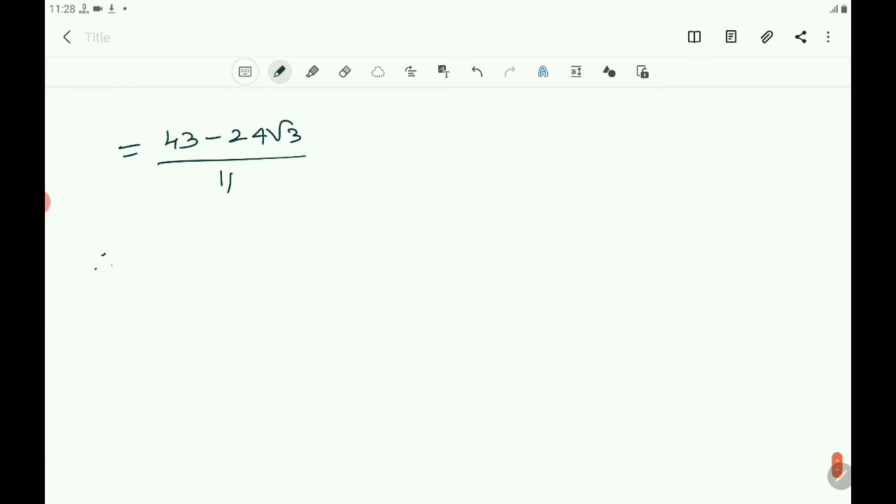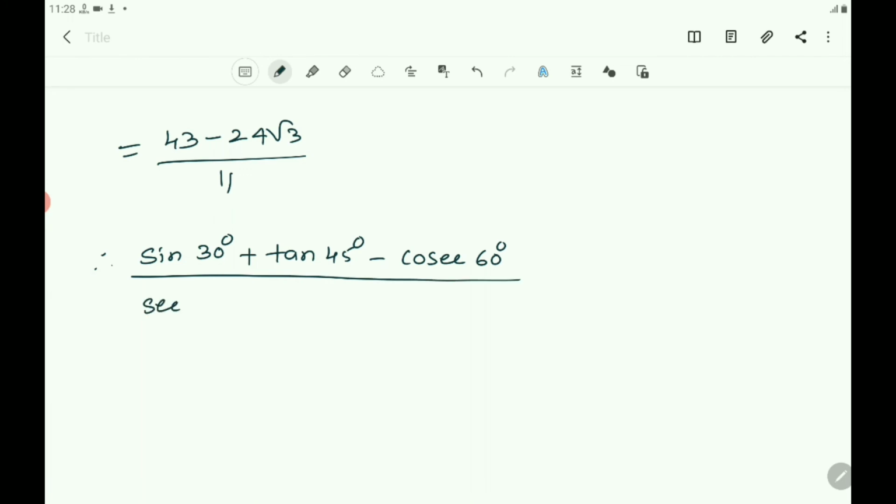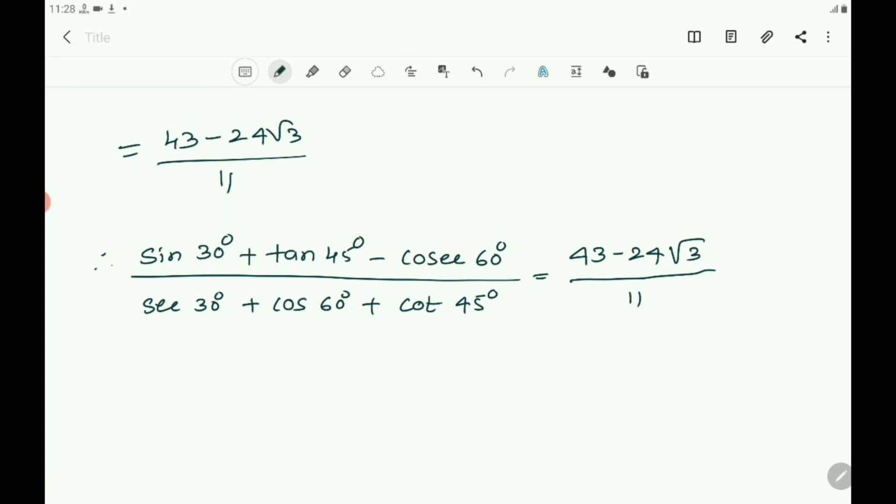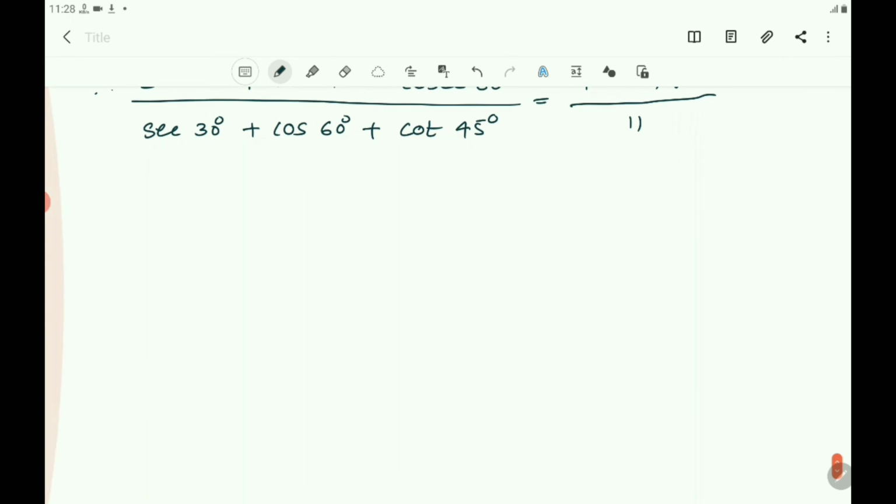Therefore, you can write that sin 30 degree plus tan 45 degree minus cosecant 60 degree, divided by secant 30 degree plus cos 60 degree plus cot 45 degree, equals what is the value you got? 43 minus 24 root 3 by 11. Then the next question, the fifth question.